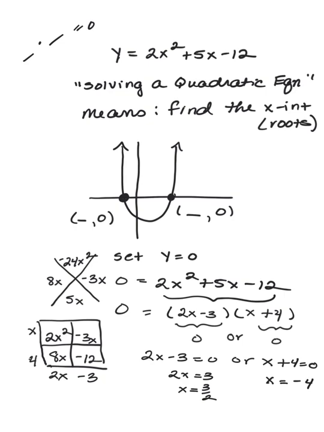You can even take those answers for x, plug them back into the parentheses and see what happens. See, if I plug in negative 4 into these parentheses, it makes the second parenthesis equal to 0, which would make the entire product be 0. Or if I plug 3 halves into the first parenthesis, it will make that first parenthesis equal to 0, which will make the entire product equal to 0. So solving the quadratic equation means finding the x values that will make the equation equal to 0 because that's where the x-intercepts are, or the roots, and that's what we're trying to find.